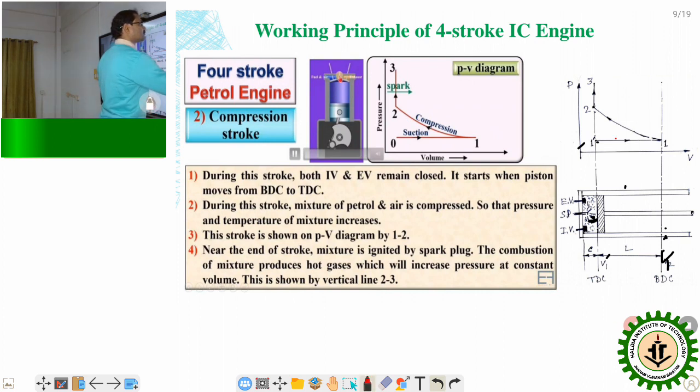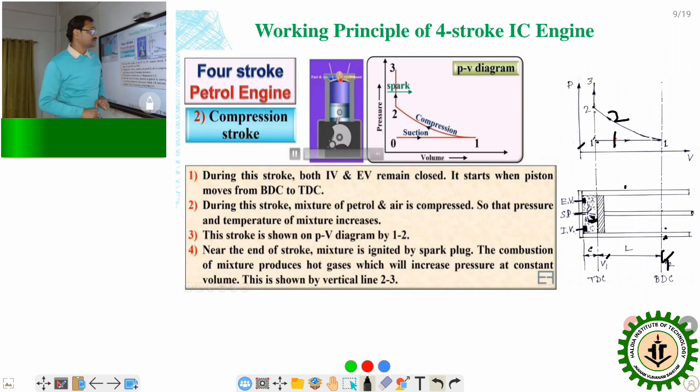So this is the stroke 1. This is the stroke 2. In stroke 2, 1 to 2 and 2 to 3 both will be happening. Now next the stroke 3. In stroke 3, expansion will be there.